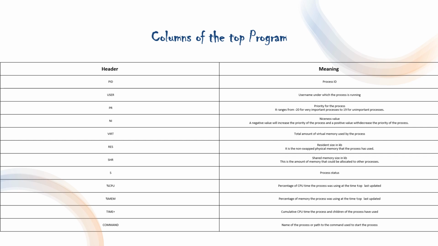S, process status. %CPU, percentage of CPU time the process was using at the time top last updated. %MEM, percentage of memory the process was using at the time top last updated. TIME+, cumulative CPU time the process and children of the process have used. COMMAND, name of the process or path to the command used to start the process.